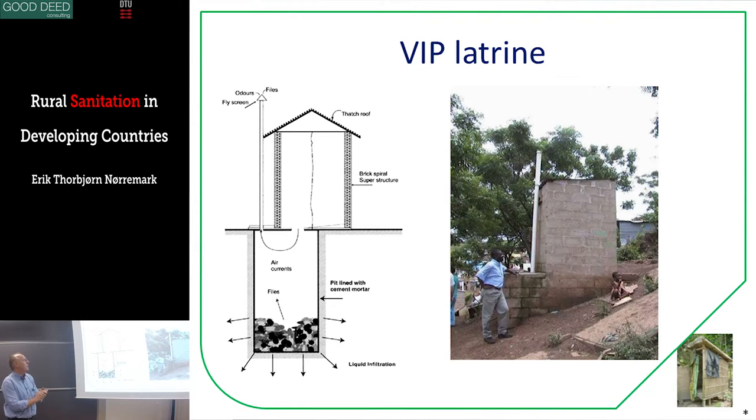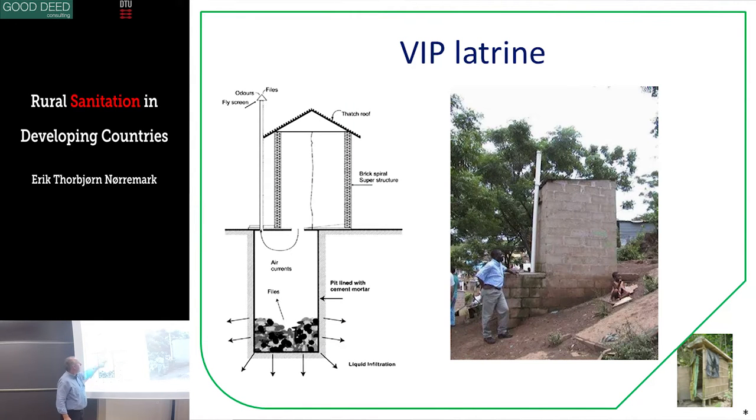Here we have the ventilated improved pit latrine. The feature here is that you have a ventilation shaft. It could be a pipe, minimum 10 centimeters diameter, or a chimney built of bricks, 40 by 40 centimeters. And then on the top, you should have a mosquito net, which will prevent flies getting out, but it will permit sunlight to get in. And then you leave it open here to have cross ventilation.